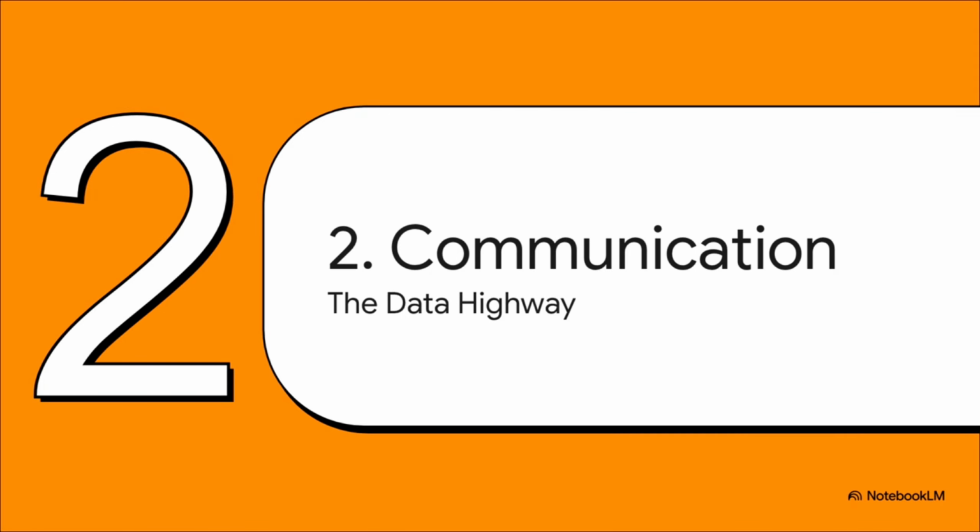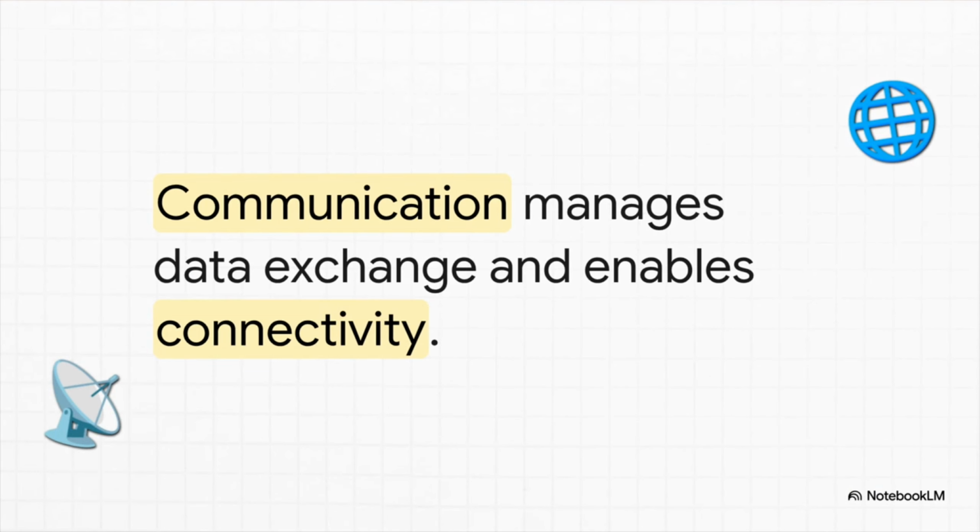Moving right along to block number 2, communication. If devices are our solid foundation, communication acts as the complex plumbing and wiring. It manages the data exchange and enables connectivity throughout the entire IoT ecosystem. It's the vital, constantly moving highway that keeps the whole system breathing, taking that massive volume of data generated by our devices and transporting it right up the chain.